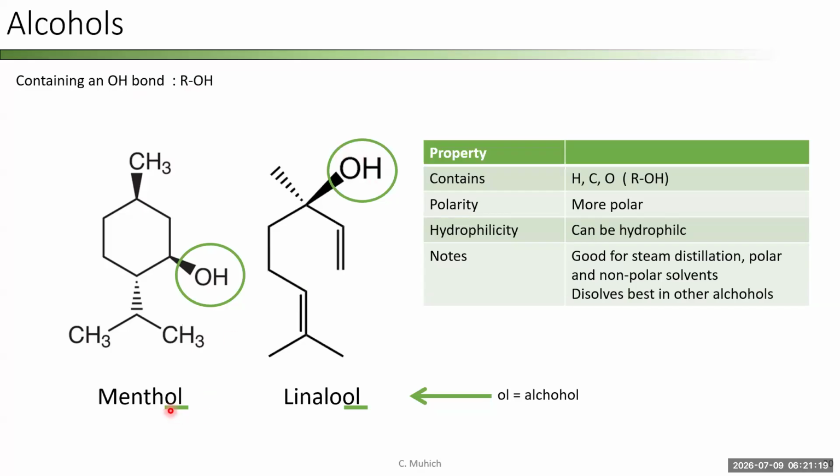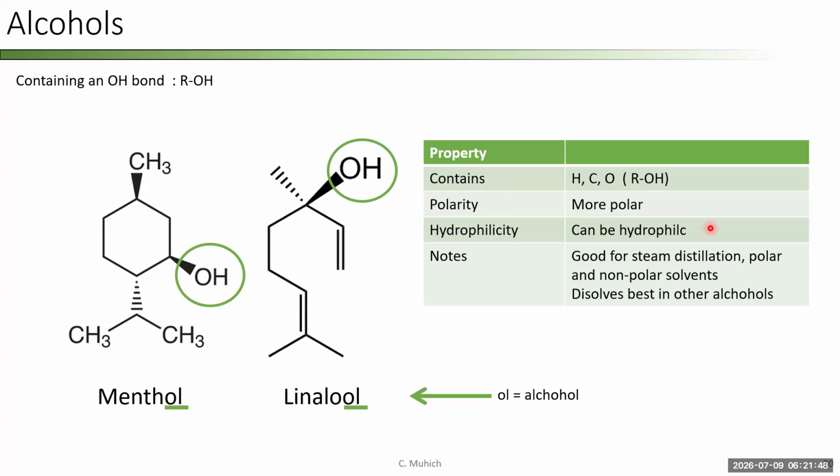Anytime we have an alcohol, it gets an OL at the end. OL means it's an alcohol. These molecules are going to contain hydrogen, carbon, and oxygen, right? And it must have this OH group. They're significantly more polar than the hydrocarbons, and they can be hydrophilic, meaning they do like water, or hydrophobic.